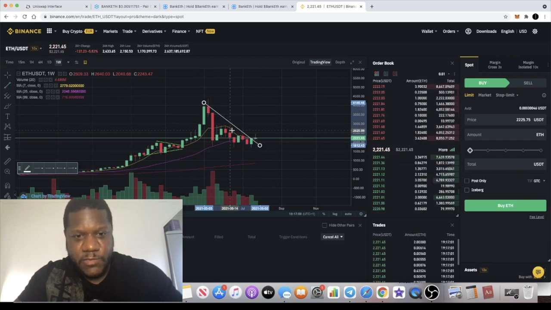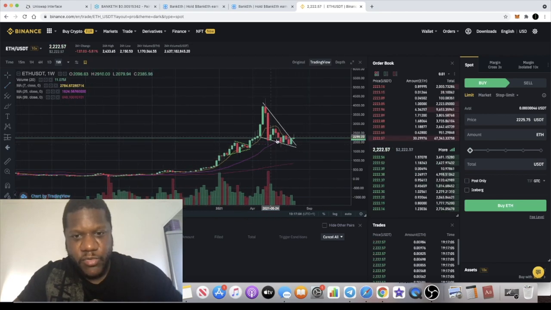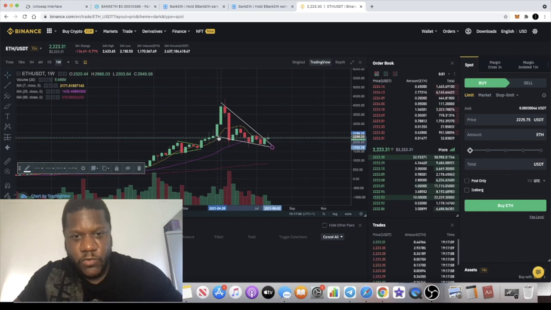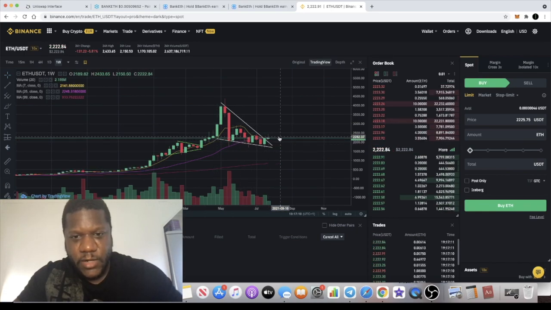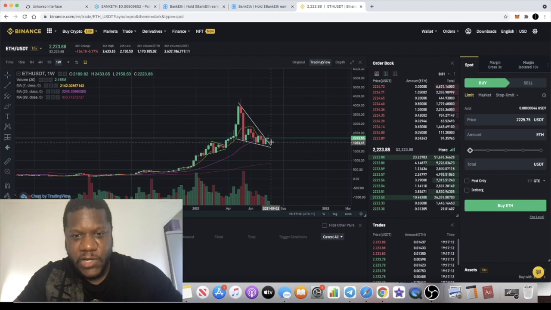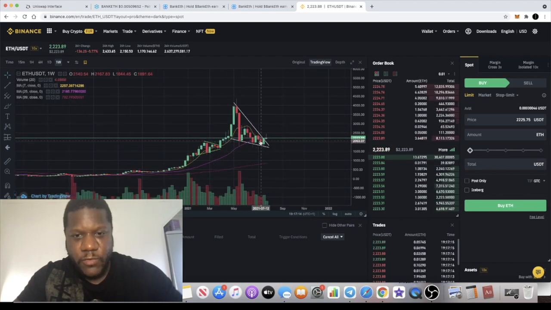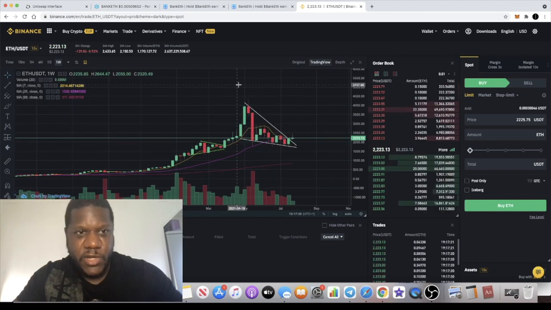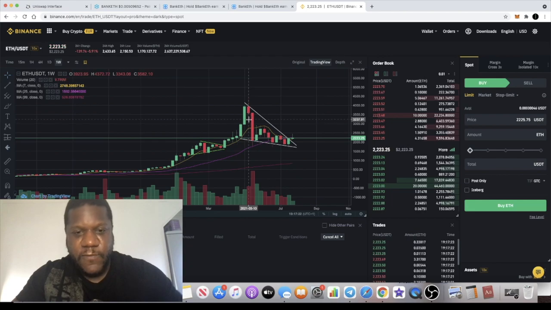In terms of the weekly chart, we do have a breakout of this descending triangle or falling wedge. Obviously, we want to see it close regardless of what happens, but we've already got a breakout out of this level. We did reach the apex of that triangle, and I think that there's going to be more upside in the days and weeks ahead for Ethereum.